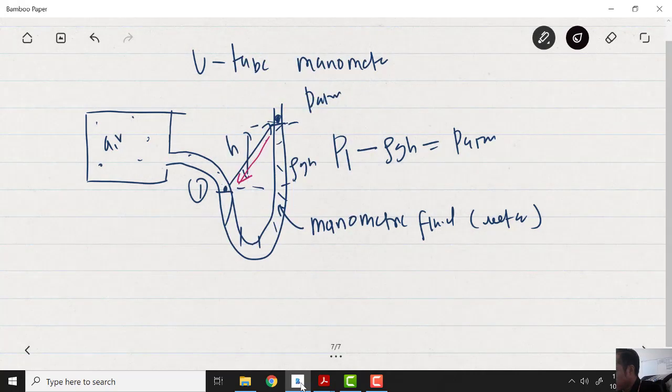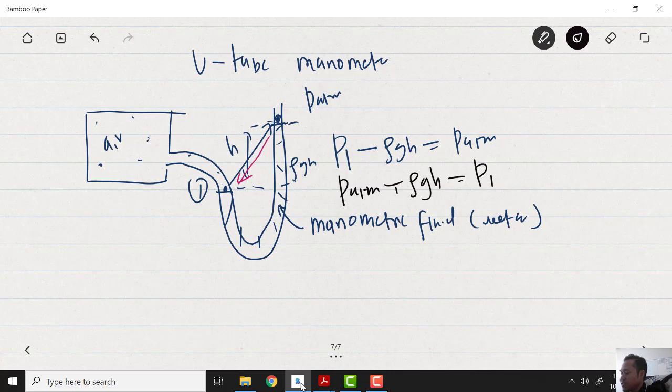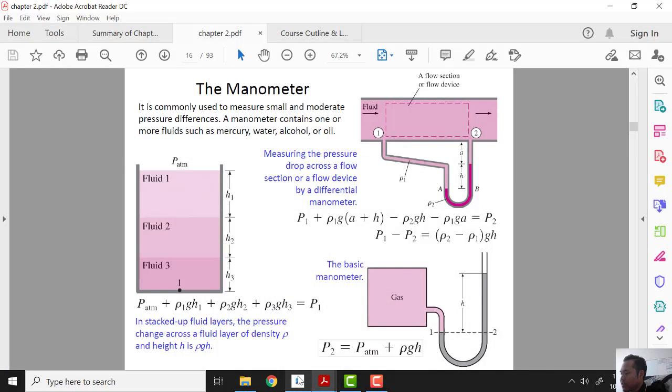Okay, it becomes plus, so you are measuring from PATM. So PATM plus rho GH equals P1. So the equation differs depending on where you choose your starting line. That is the example for the basic U-tube manometer. If there are any questions, please ask me in this class.